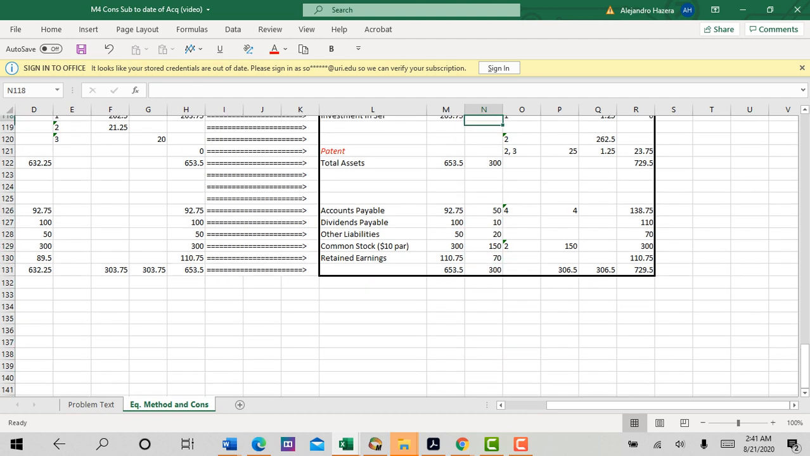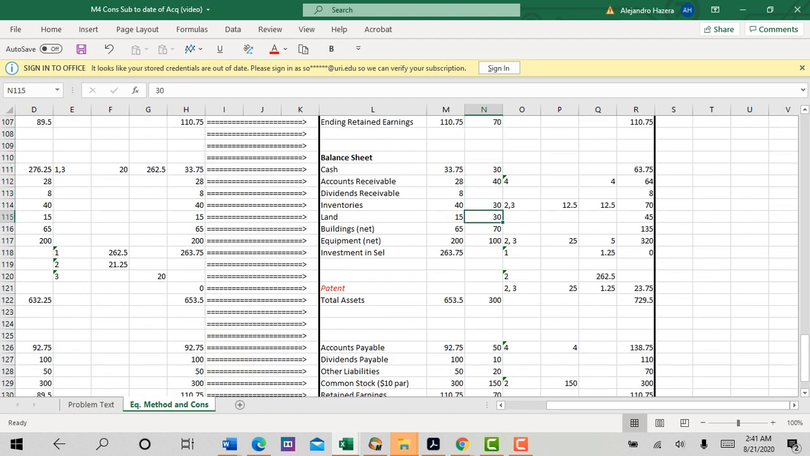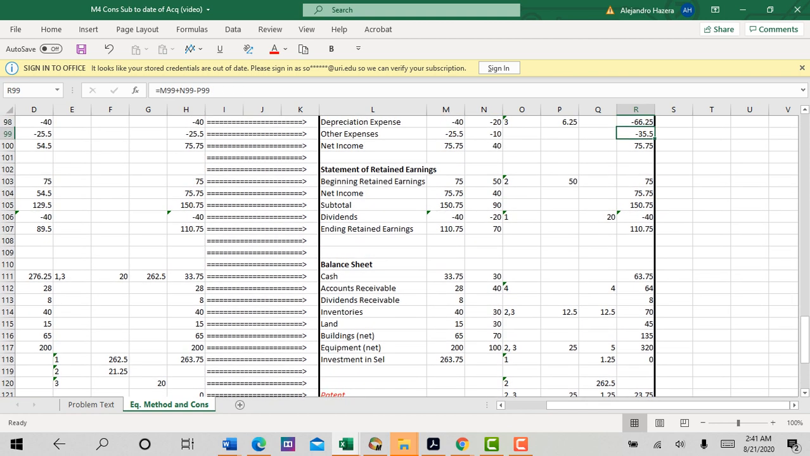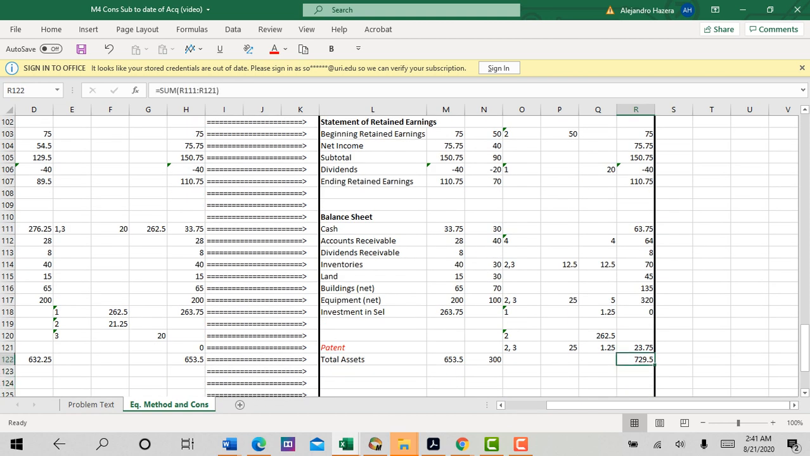And this is the one statement where the parent's balances won't be equal. For the income statement, the parent's net income should always equal the consolidated statement balance. The same holds true for retained earnings, but not necessarily for the balance sheet.